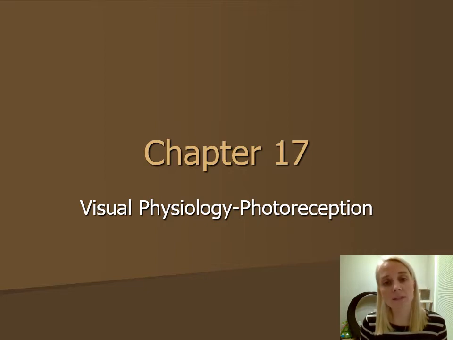So this is the last part of the vision. This is the second video for visual physiology. It's going to focus mainly on photoreception. I will touch a little bit on color vision and the pathway, the processing of the visual information and the pathway from your eyeball back to your visual cortex and all the stopovers it makes. But it's going to mainly focus on the process of photoreception.